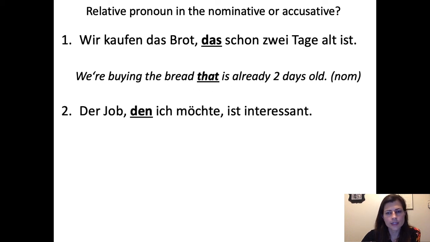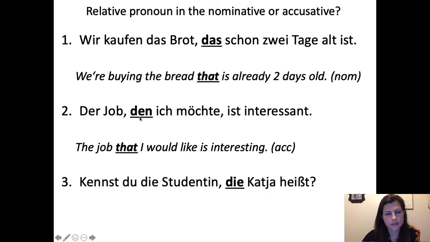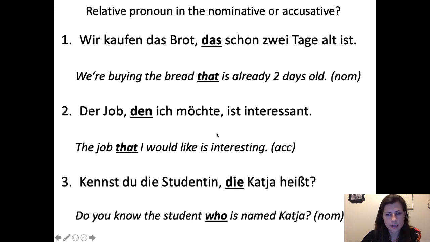Der Job, den ich möchte, ist interessant. The job that I would like is interesting. So I would like the job, right? It's the direct object, it's in the accusative. Kennst du die Studentin, die Katja heißt? That one's in the nominative. Do you know the student who is named Katja?